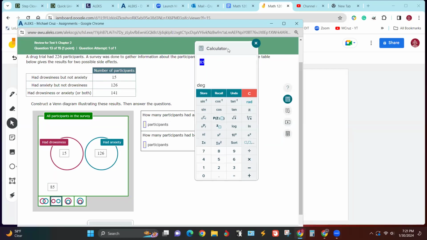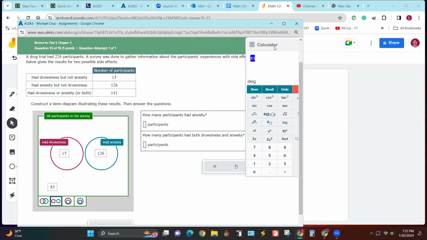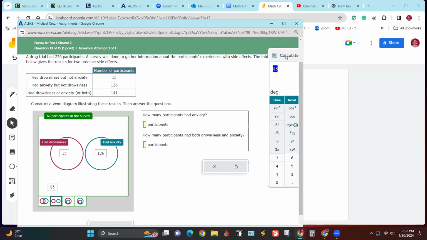All right. So now let's answer the questions. How many participants had anxiety? 126, right? This is pretty easy. It's just that one in there. We don't have to add anything. How many participants had both? 0. Good.